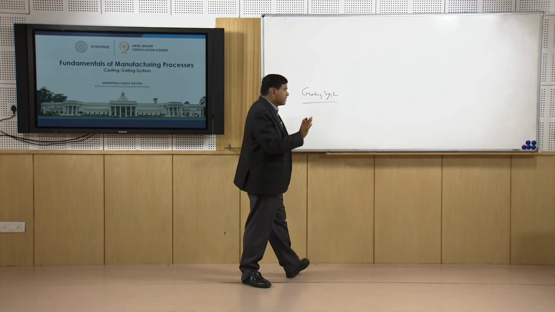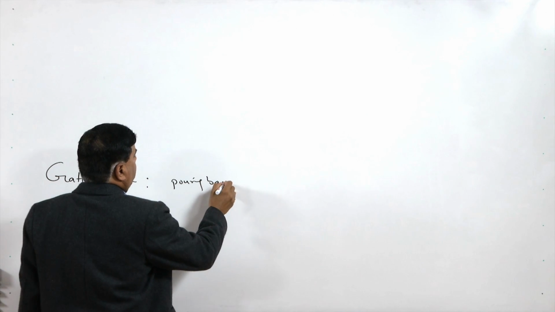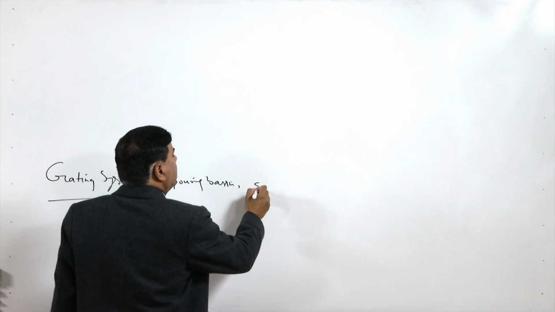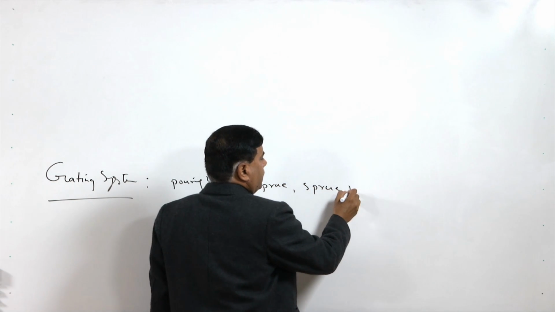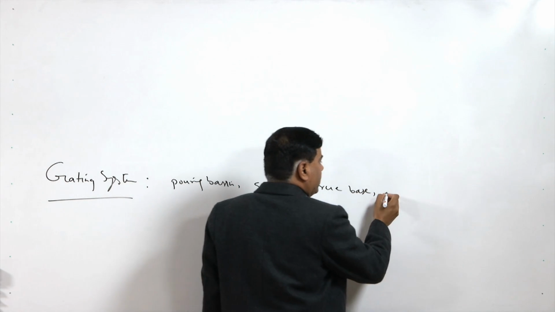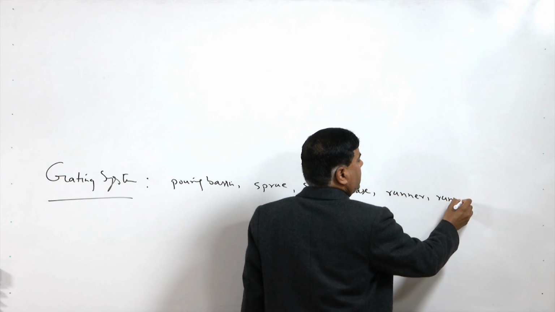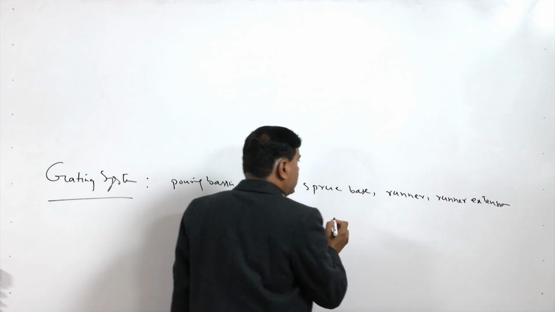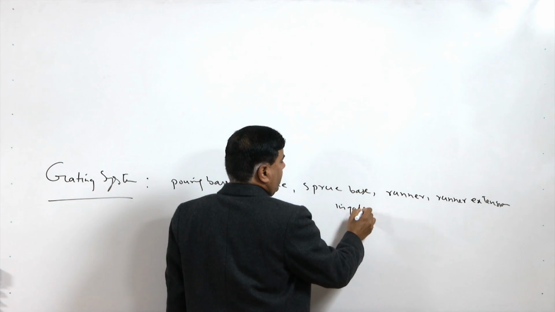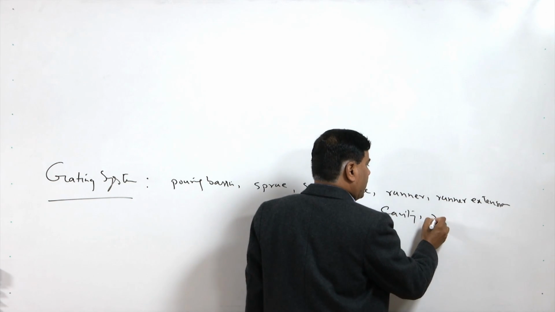Gating system comprises a number of elements or parts which include the pouring basin, then the sprue, then the sprue base, then the runner, and sometimes a runner extension is also there, and then the ingate. After the ingate we have the cavity or the mold, and then the riser.